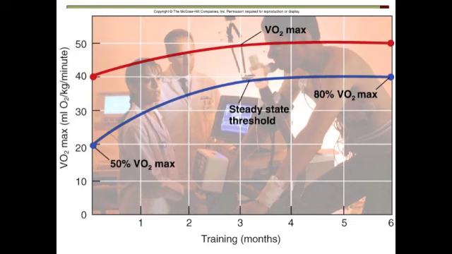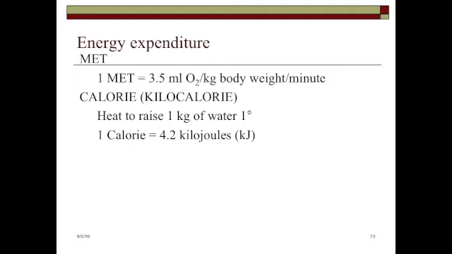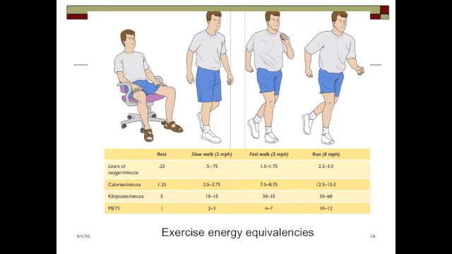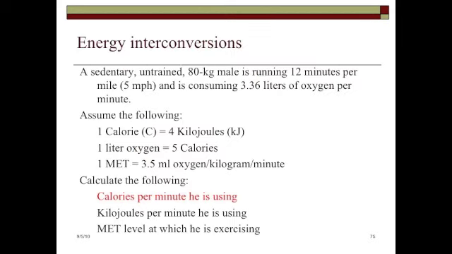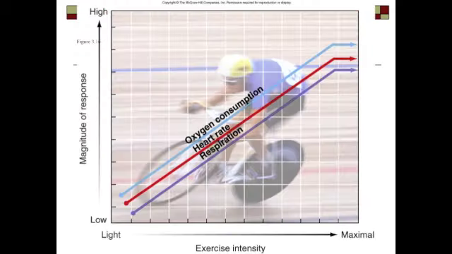Energy expenditure of exercise metabolism can be expressed in many ways, such as METs, calories, joules. We will only be using calories in this class, but you can look at some of these conversions just so you can become familiar with them. Since a VO2 max test is not real practical for everyone, you could also use heart rate or respiratory rate. Increased heart rate and respiration is going to mean increased oxygen consumption.